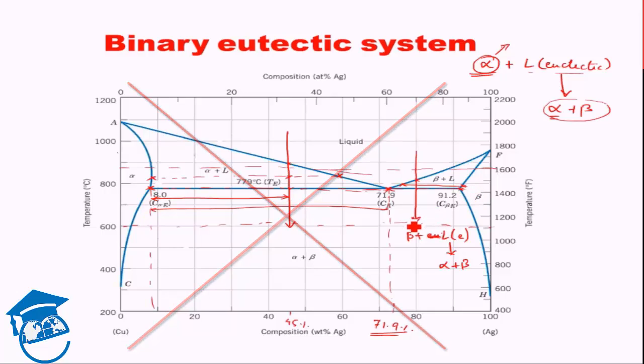Okay, so this is, I guess, more than enough for eutectic systems. We might revisit this when we discuss the iron carbon phase diagram, or at least we will see the eutectic reaction taking place in the iron carbon phase diagram later.